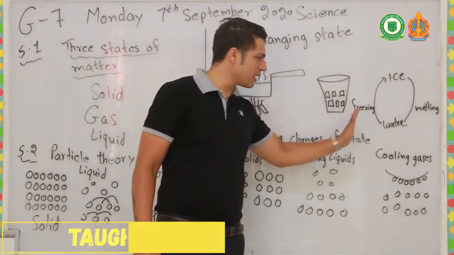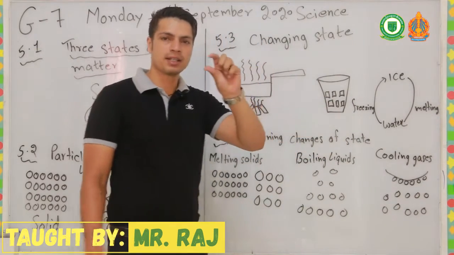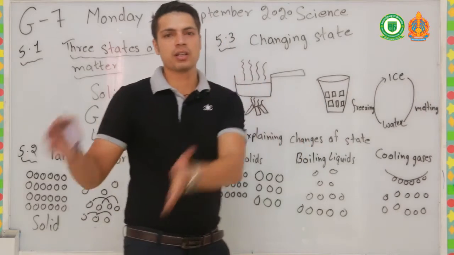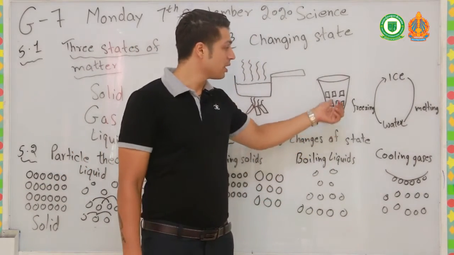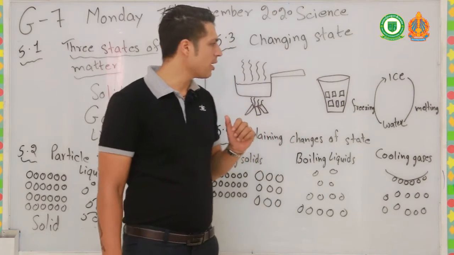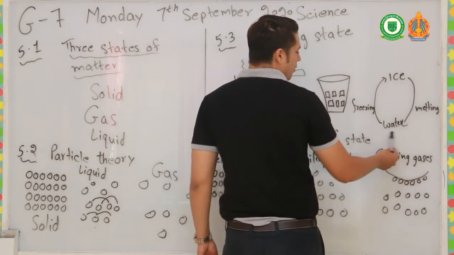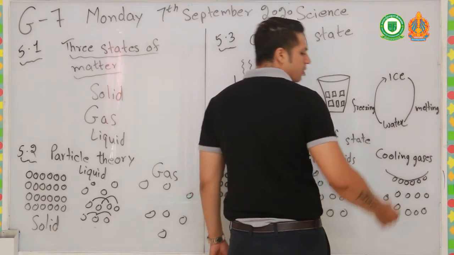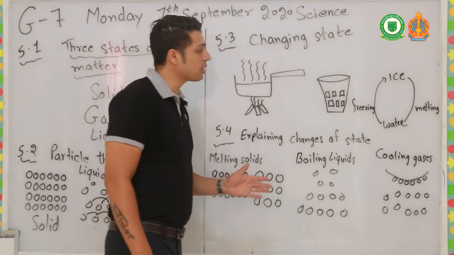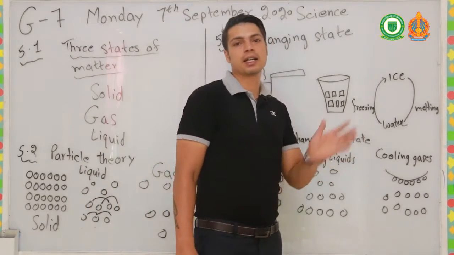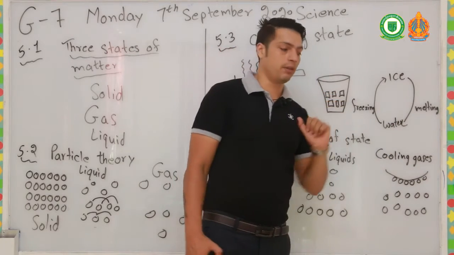And if you freeze the water, it becomes ice. Ice is a solid. First it was liquid, and then you freeze it, and it becomes solid, ice. So this is how it goes: ice, melting, water, freezing, again ice. If you freeze the water, it will become ice, and then again you melt it, then it becomes water.